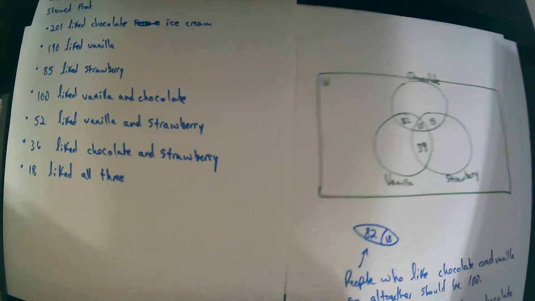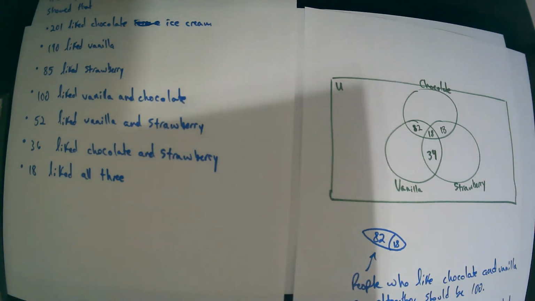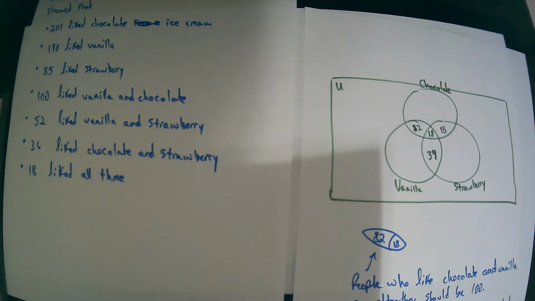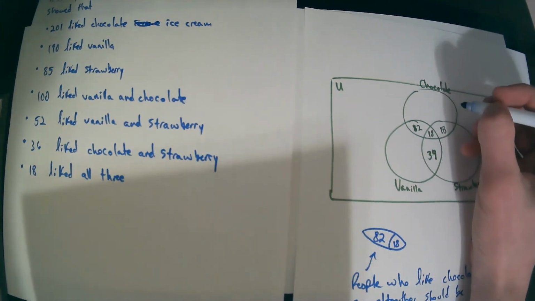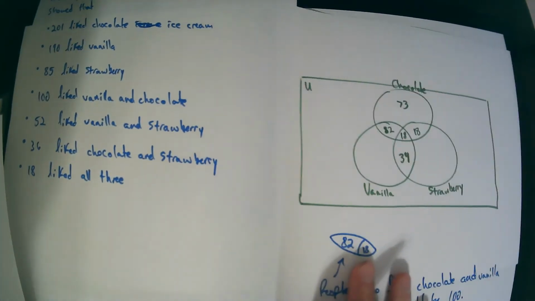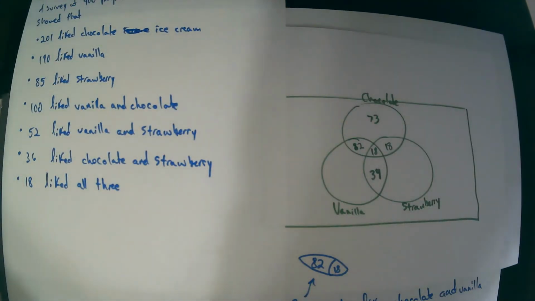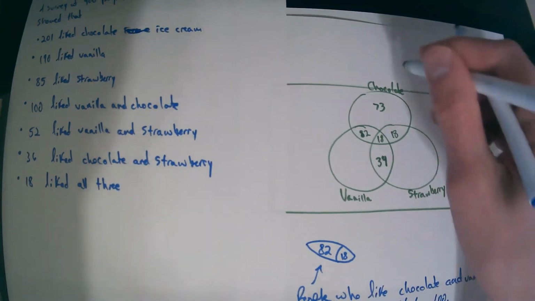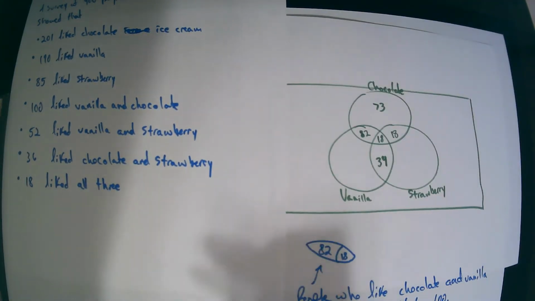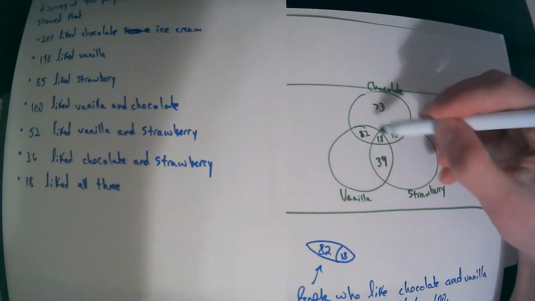Okay, and what does that give us? 201 minus 128, let's see, 201 minus 128 is 73, right? Let me change colors here. I believe it is 73. You could double check. Make sure that all four of these numbers add up to give 201. Is that right? I think that's right. Okay. Alright. Now, we're going to do a similar thing for vanilla.